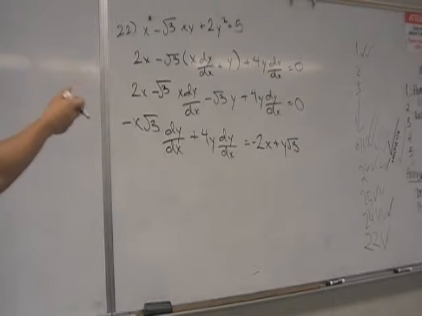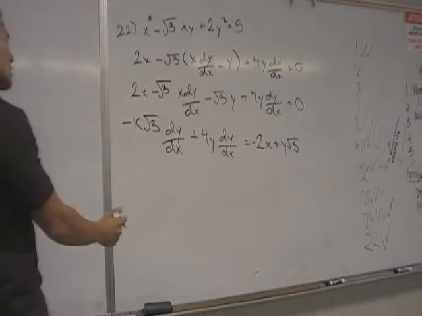It's just so that it's clear that the y is inside the square root. It's not inside the square root. Oh. Factor out a dy dx.